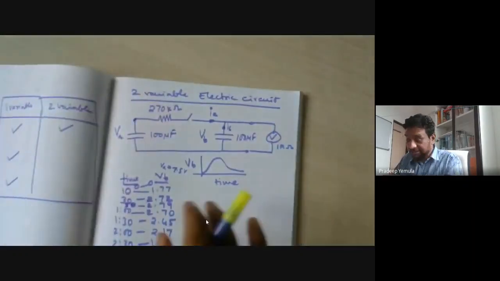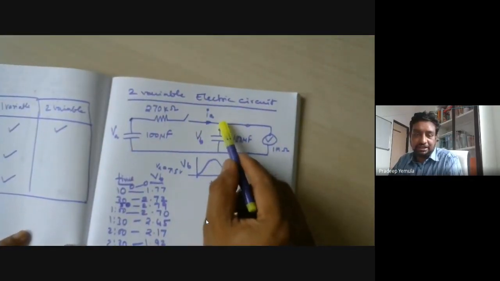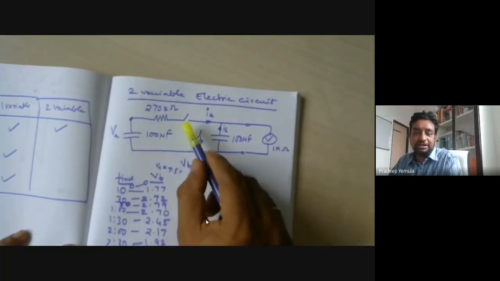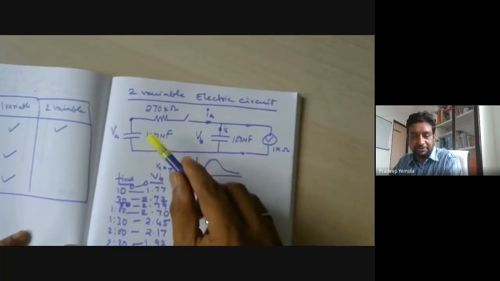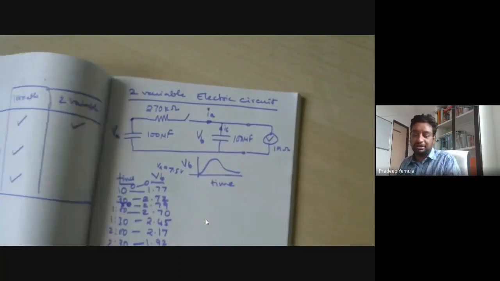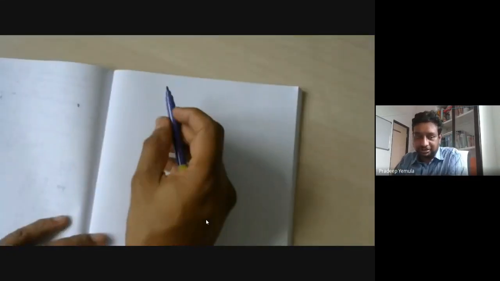But in this, what happens? As VB increases, it will oppose the current going from VA. So that's why there will be a term of VB in VA also. And of course, VA will be anyway there in VB. So all the 4 elements will be having some value in the matrix. So let's try to once again do that.